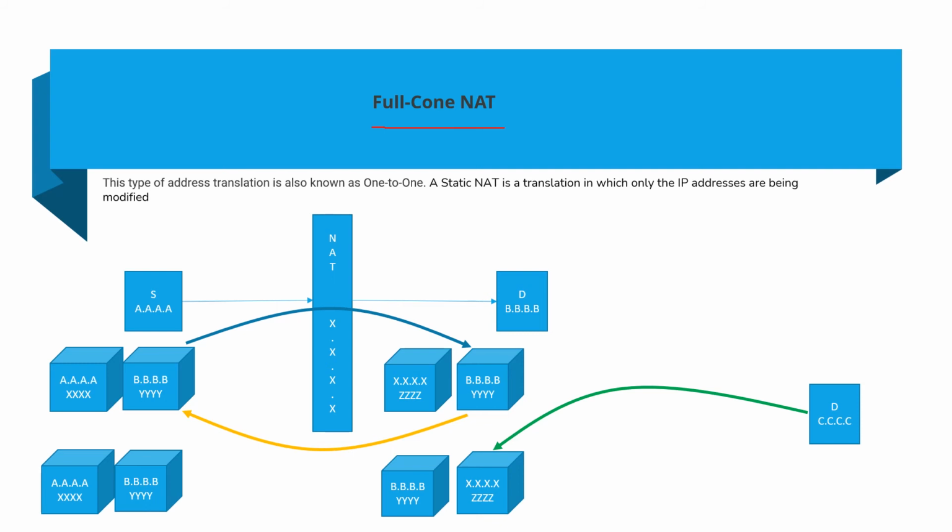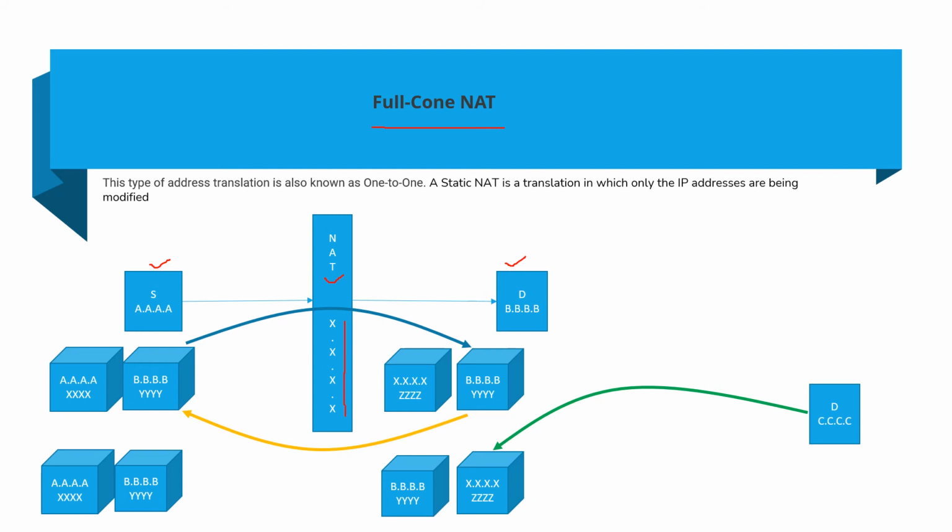The first term is full cone NAT. This type of address translation is also known as one-to-one NAT. A static NAT is a translation in which only the IP addresses are being modified. So this is my source, this is my destination, and this is my NAT device. This can be the public IP address.